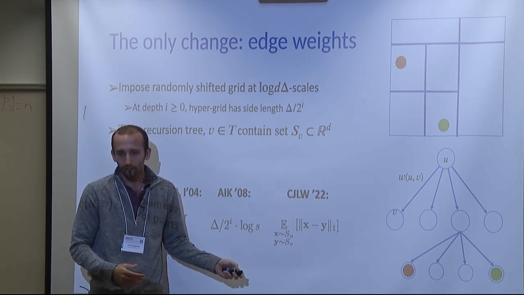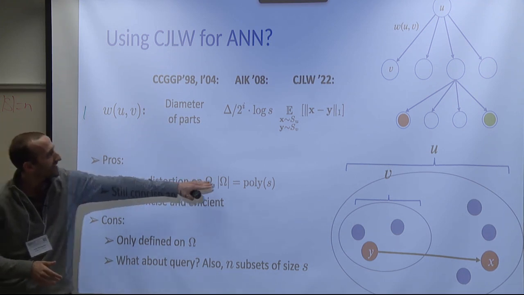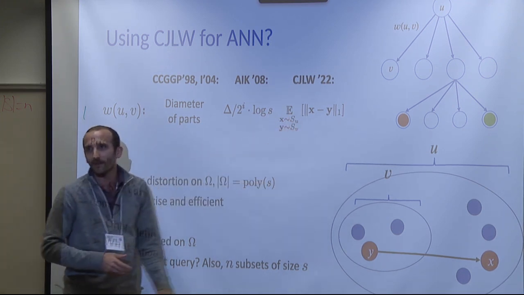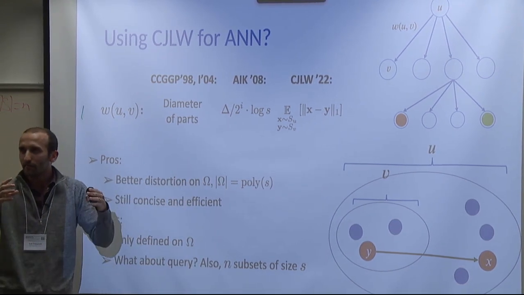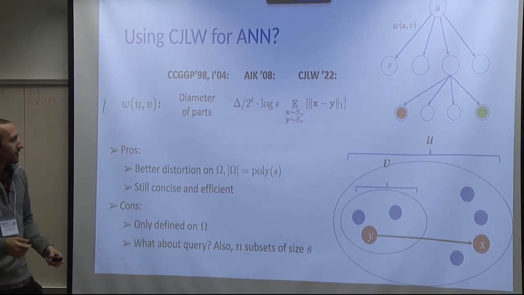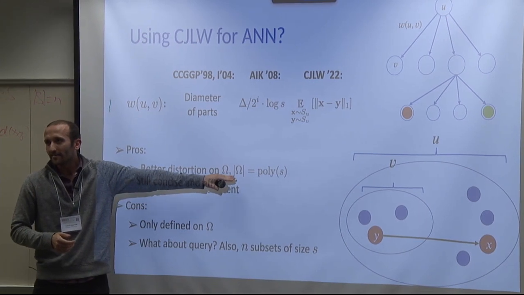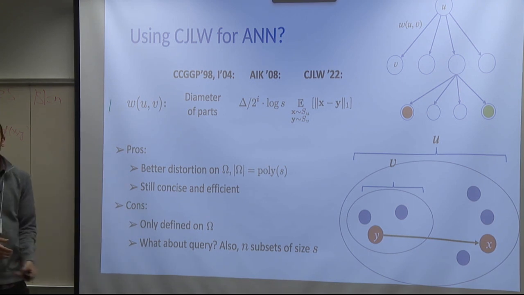Okay. So let me just say, okay, so we started with this embedding. Why could you or could you not use this probabilistic tree for nearest neighbor search? So the pros is that, well, the dependence on the distortion here, I claimed that this was going to be logarithmic in the size of omega, in the size of the original point set that we're using these weights for. So as long as you keep omega to be poly S, then you're going to get this log S distortion. It's still concise and efficient.